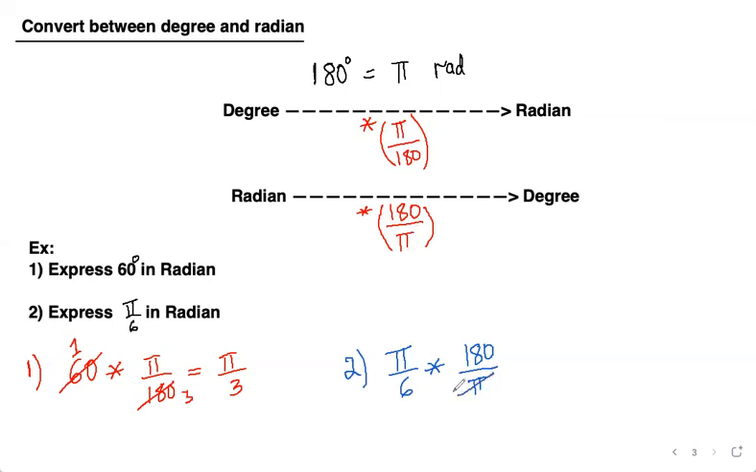Now we can cancel the pi with the pi. We can cancel the 6 with 180. I will get now 30. 30 times 1 is 30, and 1 times 1 is 1. So the answer is 30. 30 what? Degree. Here, pi over 3 radian.